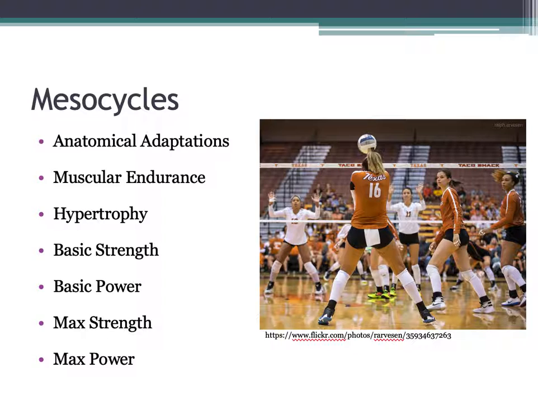Basic power intensifies to near competitive pace, performing power and explosive exercises at low to very high loads with low volumes. Max strength further increases strength and power by an increase in training intensity and decreased volume. Max power is where athletes spend time practicing sport-specific skills and tactics.